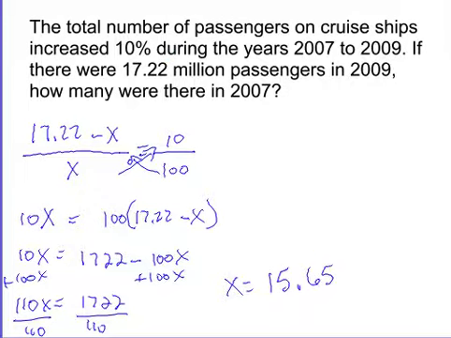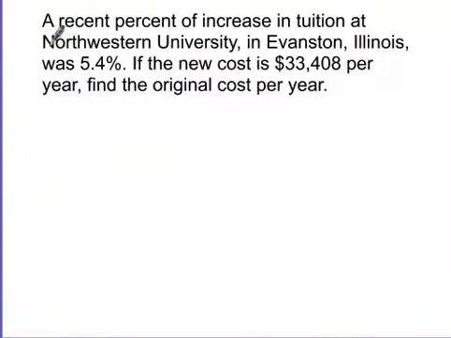15.65 what? Million passengers. Okay, 15.65 million passengers. Okay, it's using the same formula that we just used, new minus old over old. We just were missing a different number this time and had to use percent proportion to solve it, right? Okay, let's do another one. It's going to be a very similar problem.